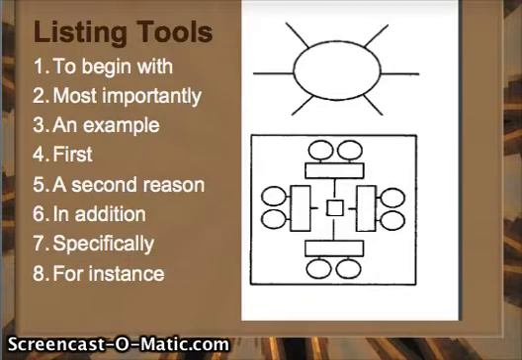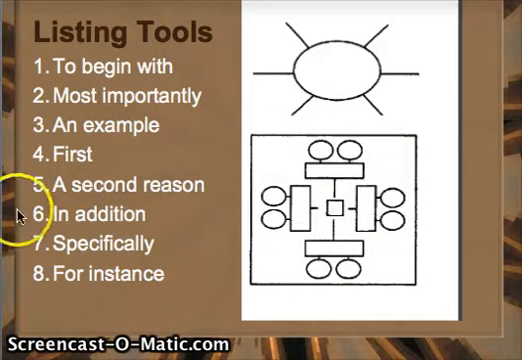Signal words and graphic organizers are tools that can help you when you're looking at listing. For example, you could use a sun wheel graphic organizer where you would list the main idea in the center and the details around the edge. Or you could use some type of web where you put the main idea or topic in the center and then you put your main ideas and your supporting details.